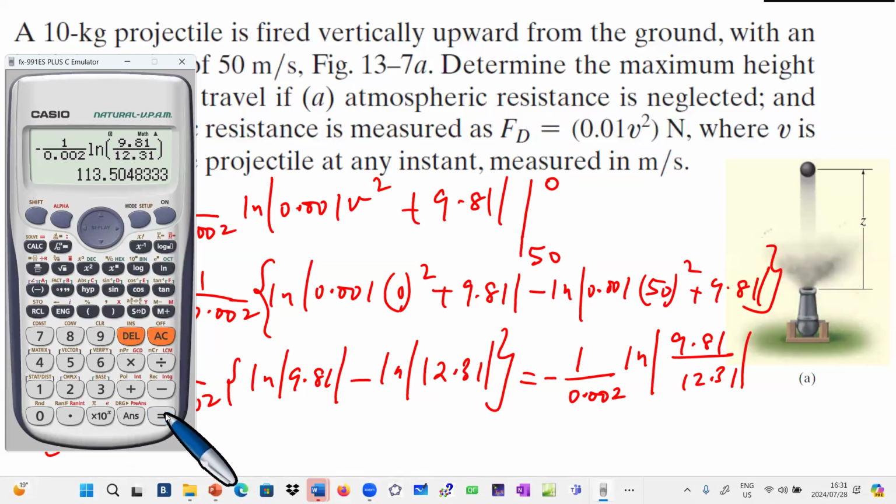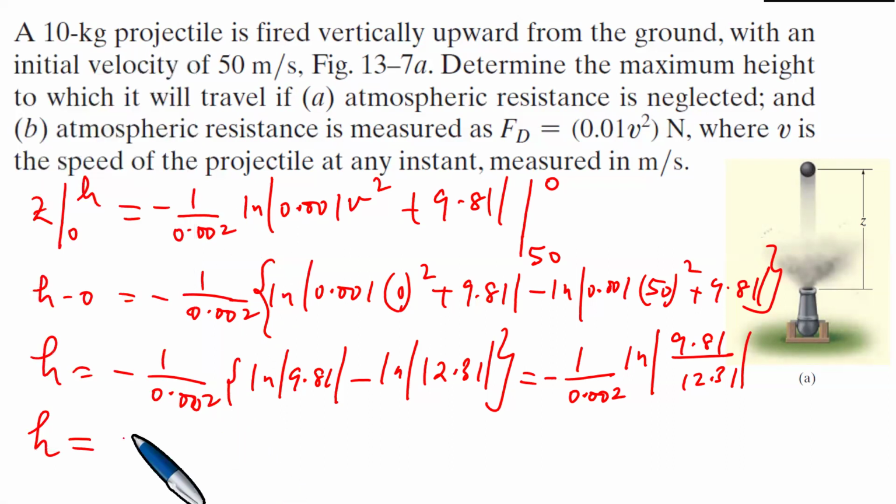And what is the answer? It is 113.8, just about 114. What an awesome answer. So now it means 114 meters. In the previous calculation, we agreed that the projectile is fired vertically upwards, but it reaches a maximum height of 114 meters when we have atmospheric resistance.